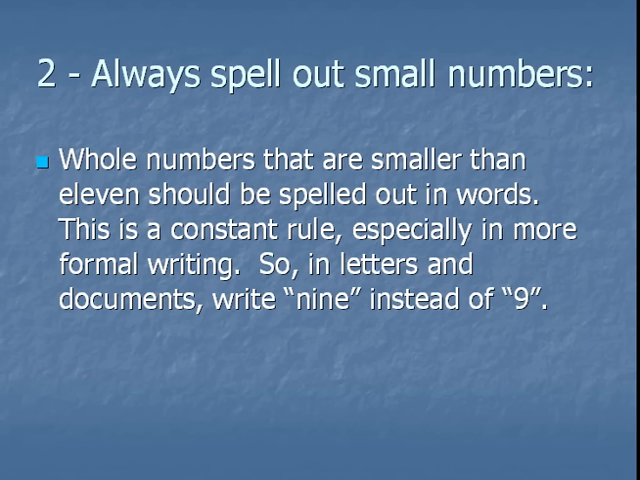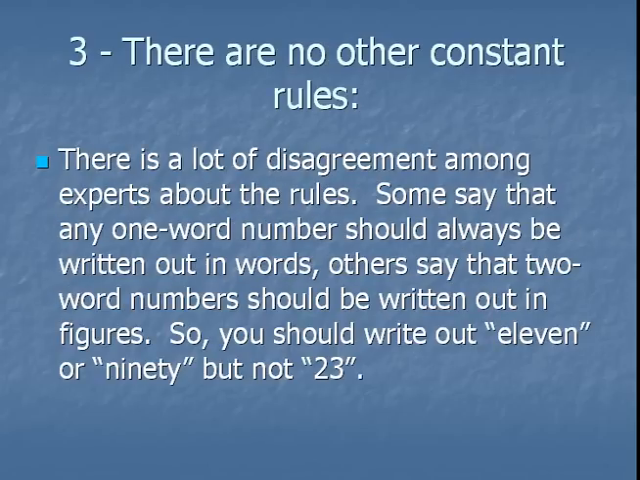Rule 2: it's essential that you always spell out small numbers. Whole numbers that are smaller than 11 should be spelled out in words. This is a constant rule, especially in more formal writing, such as academic essays. So letters and documents write nine in letters instead of 9 in figures.